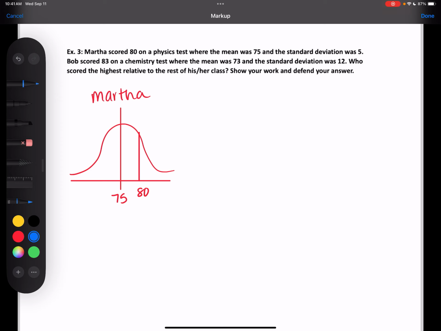Then for Bob, he scored an 83 with the mean being 73 and a standard deviation of 12.